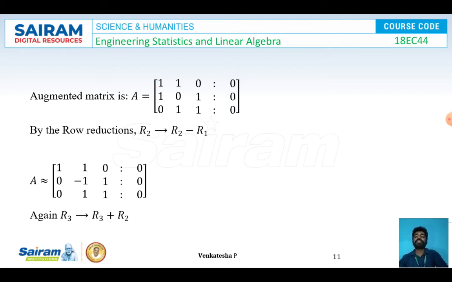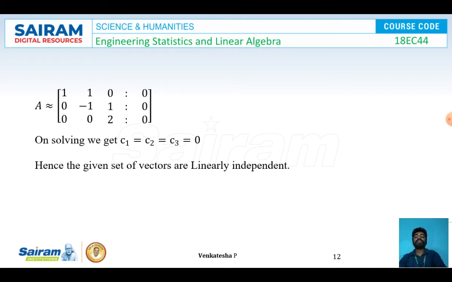So I got the matrix A: [1 1 0 | 0], [0 -1 1 | 0], [0 1 1 | 0]. Now to make the last row's leading entry 0, the operation is R3 implies R3 plus R2. So I got the matrix A: [1 1 0 | 0], [0 -1 1 | 0], [0 0 2 | 0].